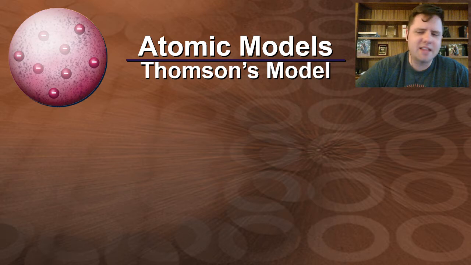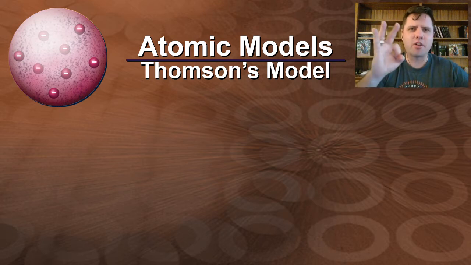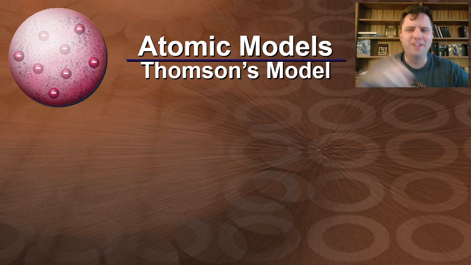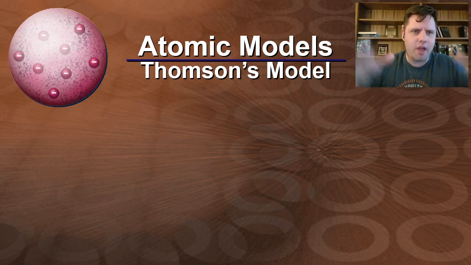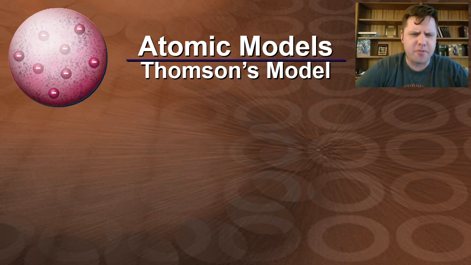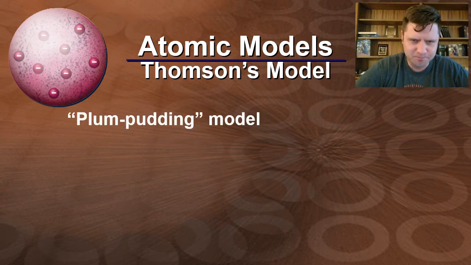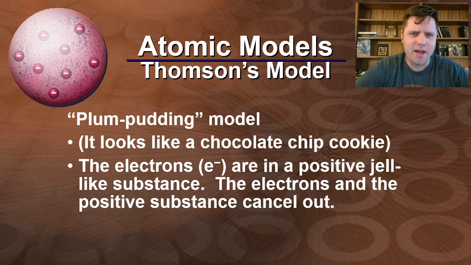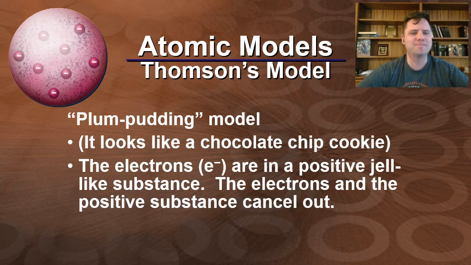Or for us, we might say that it looks more like a chocolate chip cookie, where the chocolate chips are these negative particles, or what he called corpuscles, which we refer to as electrons, and the rest of the area of the atom was made up of a positively charged substance. It's called the plum pudding model. Like I said, it looks a little bit more like a chocolate chip cookie, maybe to us Americans. We're more familiar with that than we are plum pudding. The electrons are in a positive gel-like substance.